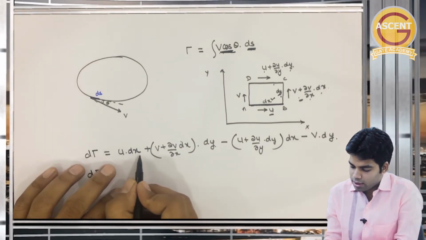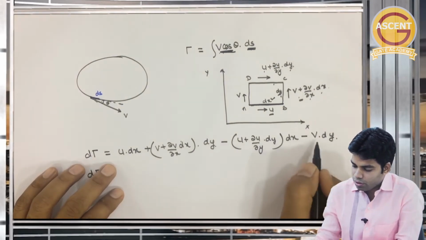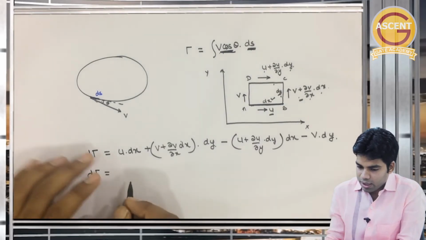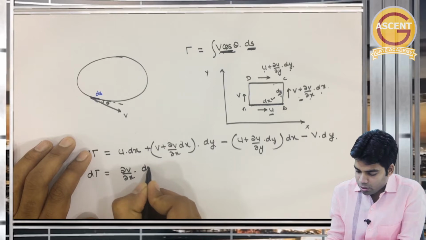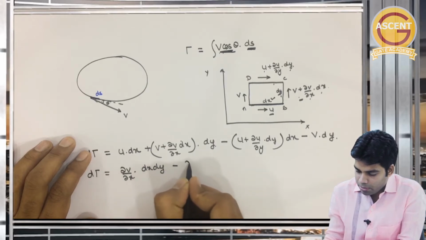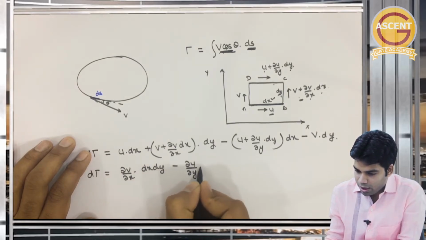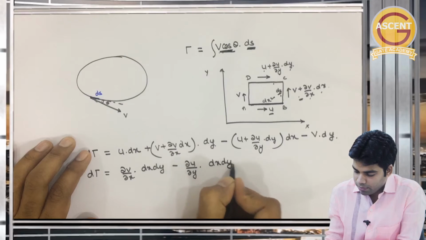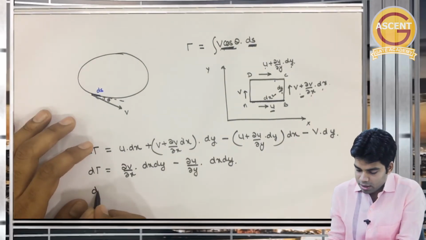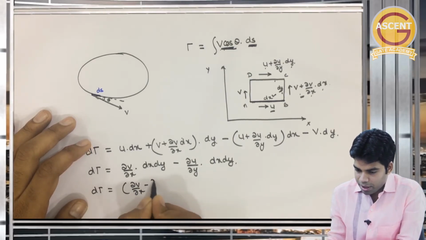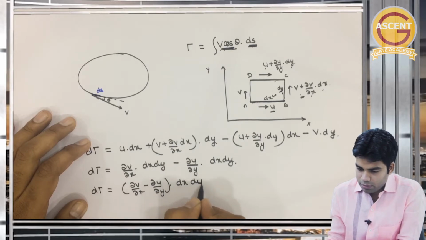If I solve this, u dx and u dx will get cancelled out, v dy and v dy will get cancelled out, and we will get what? So this will be del v by del x into dx dy minus del u by del y into dx dy. Getting this? Okay, now further this can be written as d circulation will be equal to del v by del x minus del u by del y into dx into dy.